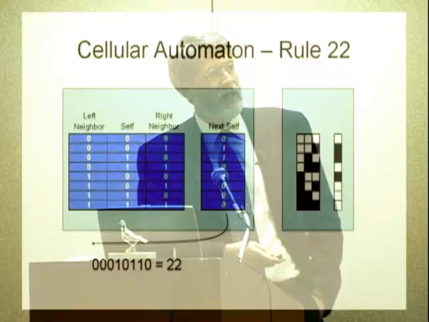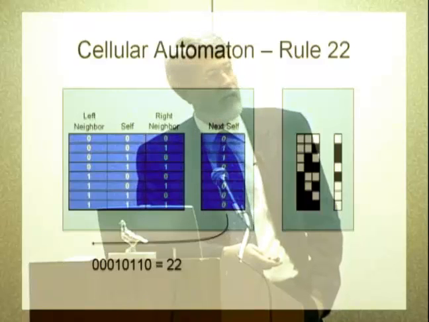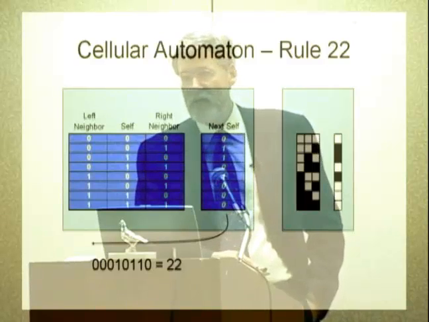So you see, this is a white cell that has 2 white neighbors. This is a white cell that has a white and a black neighbor. And this is the outcome. This is what the cell is going to be in the next step. So this cell with 2 white neighbors is going to be white. This cell with a white and a black neighbor is going to be black, and so on.